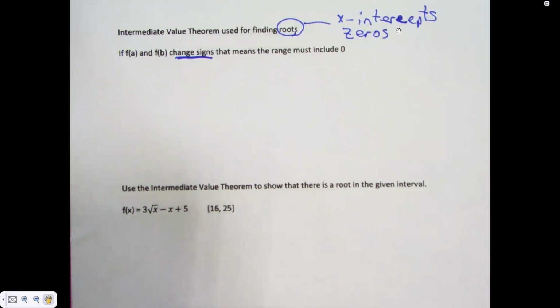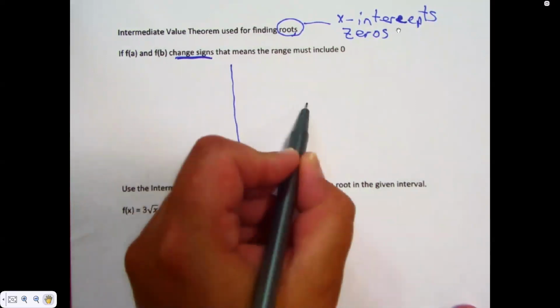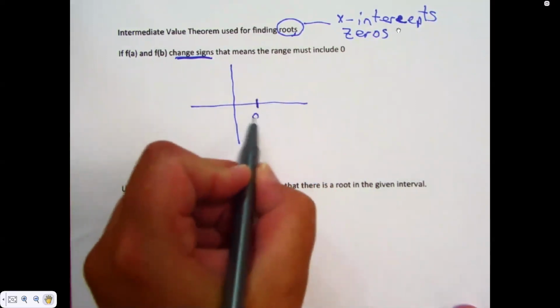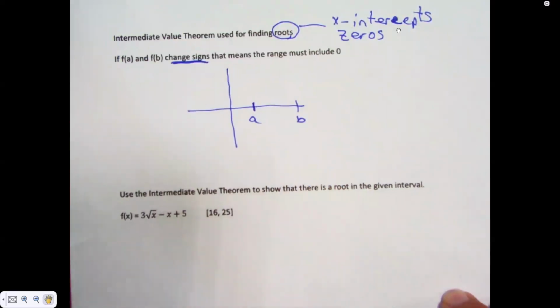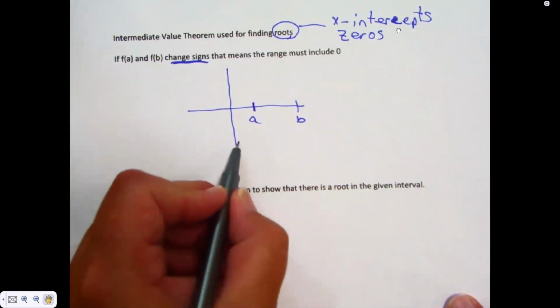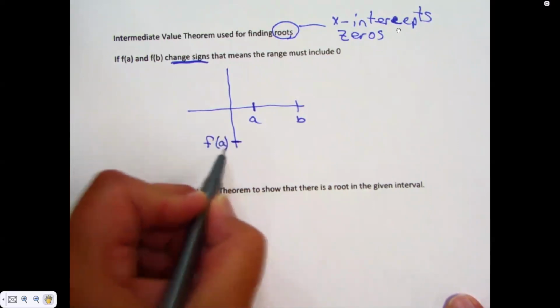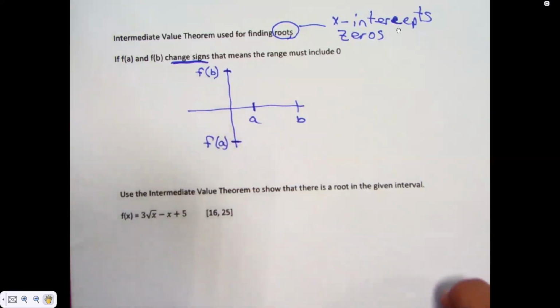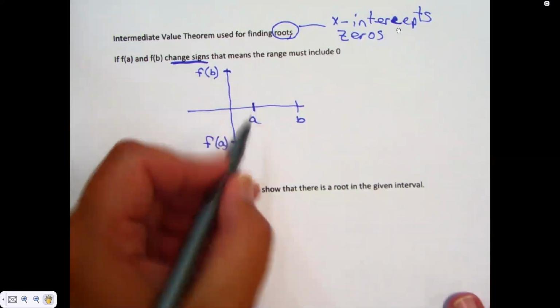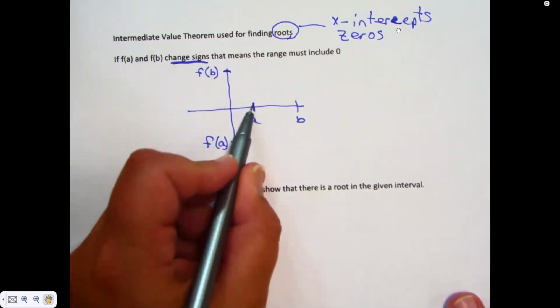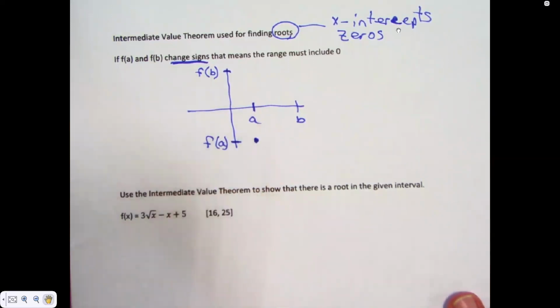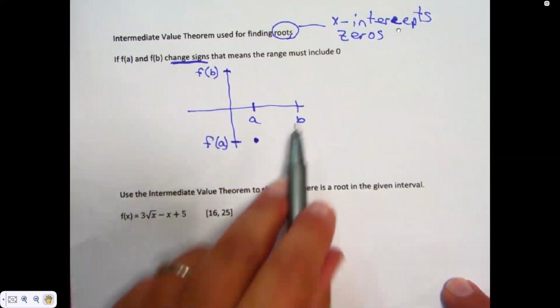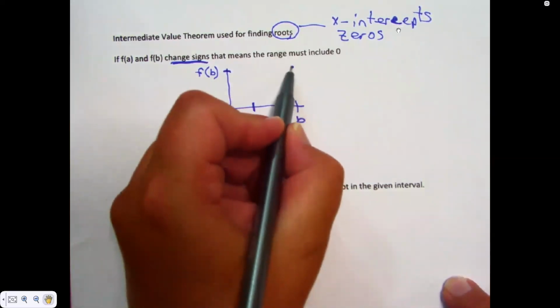Do I want any pictures for this? Okay, we could draw that same picture, but this time, here's my A, and here's my B. But what happens if my f of A is down here and my f of B is up here? A produced f of A. B produces f of B.